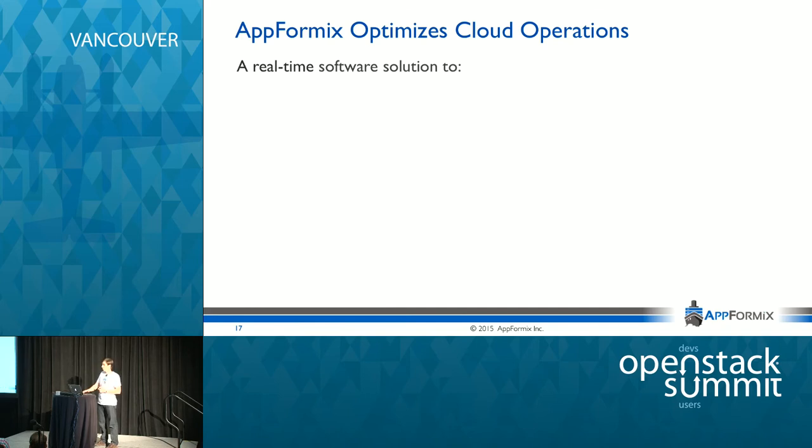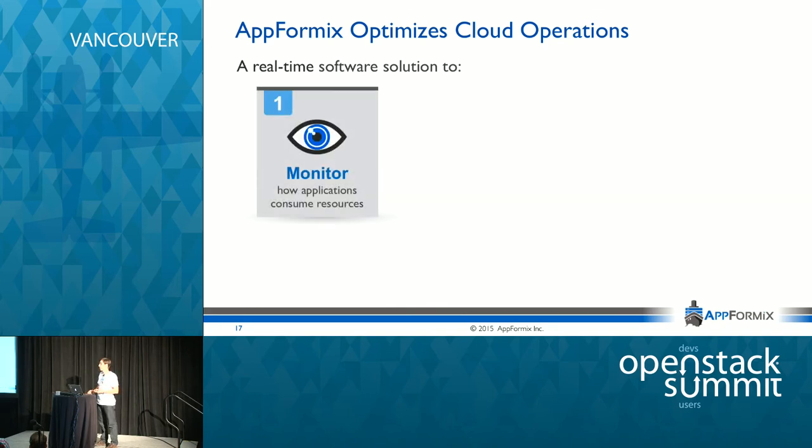I want to bring it back here: at Performix, our goal is to optimize cloud operations by using a software tool that provides real-time monitoring and control. I showed a few aspects of what we can do with monitoring. We can look at the amount of resources that a physical host is using. We can look at the amount of resources that a virtual machine is using. And we can inspect what an application is doing in terms of the protocol.